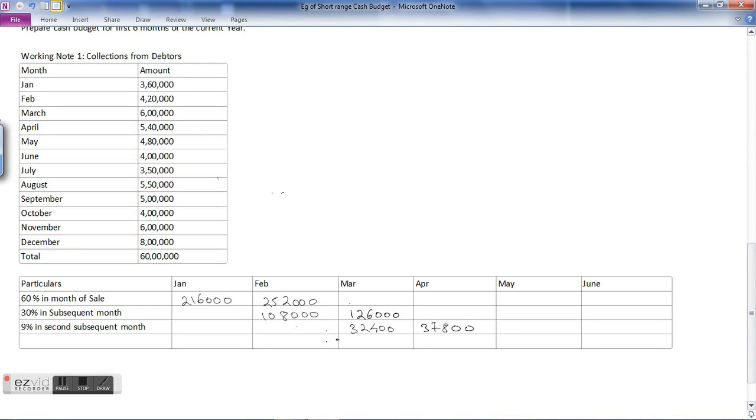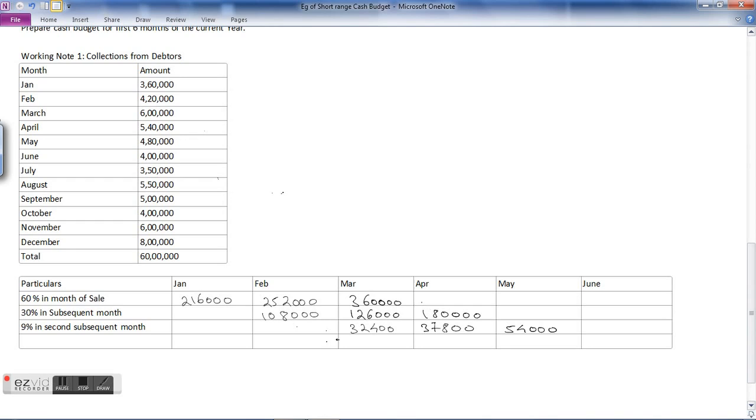37,800. Now for the month of March, sale in the month of March is rupees 6 lakh. So out of 6 lakh, 60% will be collected in the month of March, that is 3,60,000. Then 30% in the month of April, that is 1,80,000, and 9% in the month of May, that is 54,000.